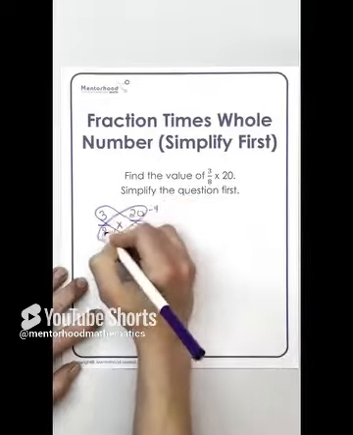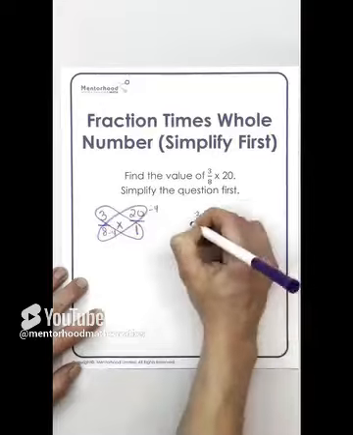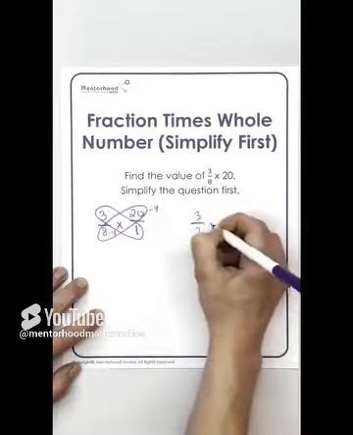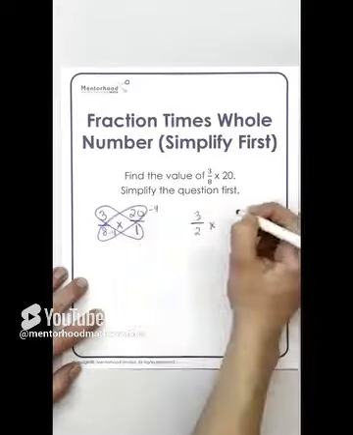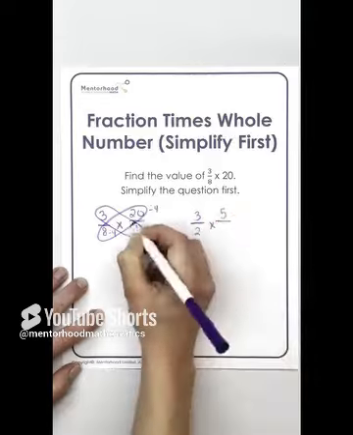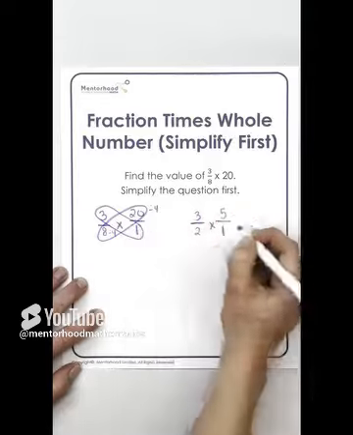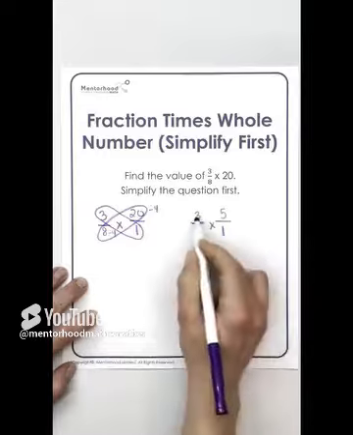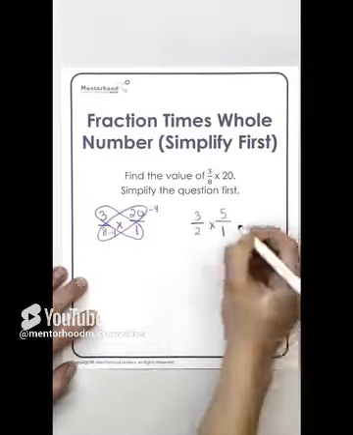So 3 over, what is 8 divided by 4? 8 divided by 4 is 2. And this is going to be times, what is 20 divided by 4? Times 5. Over, what is 1? Just stays the same. Okay, so now we have a new question. 3 over 2 times 5 over 1. So let's multiply those together.